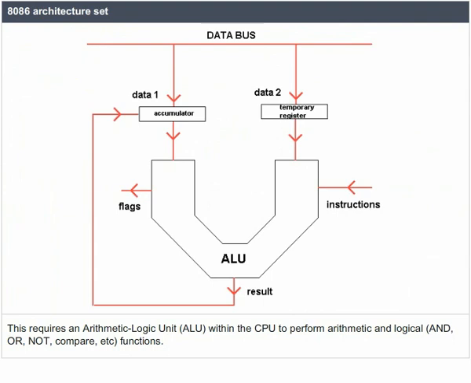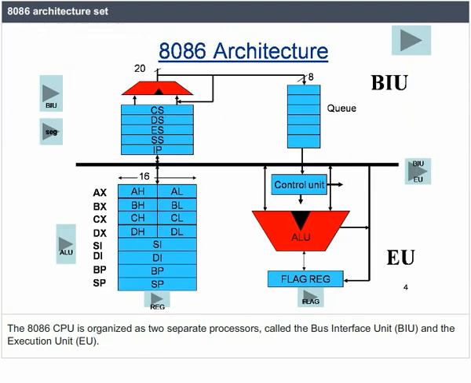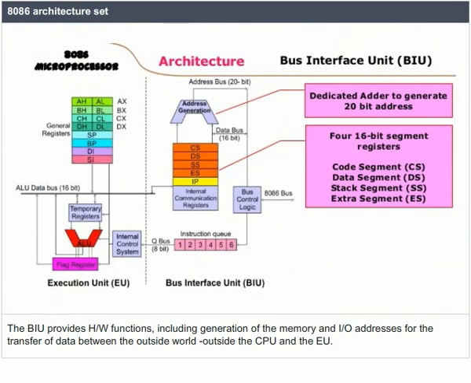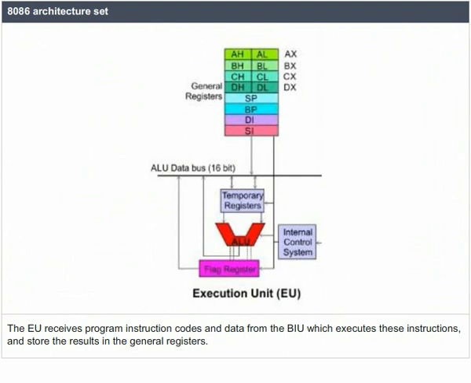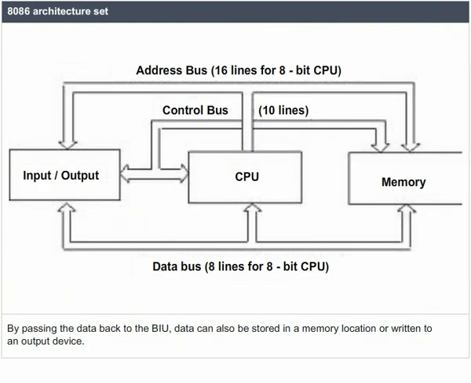functions. The 8086 CPU is organized as 2 separate processors called the Bus Interface Unit, BIU, and the Execution Unit, EU. The BIU provides HW functions, including generation of the memory and I/O addresses for the transfer of data between the outside world, outside the CPU, and the EU. The EU receives program instruction codes and data from the BIU, executes these instructions and stores the results in the general registers. By passing the data back to the BIU, data can also be stored in a memory location or written to an output device.